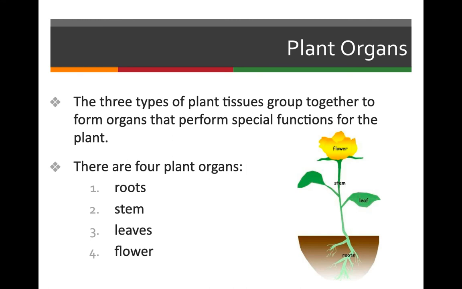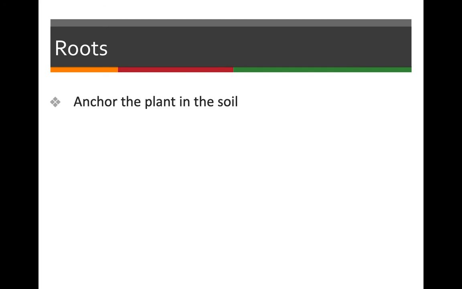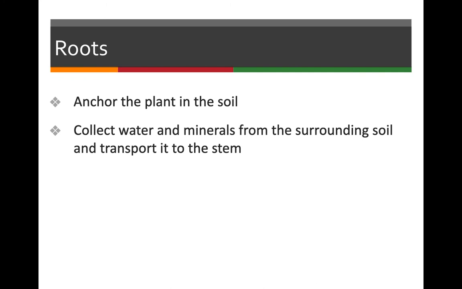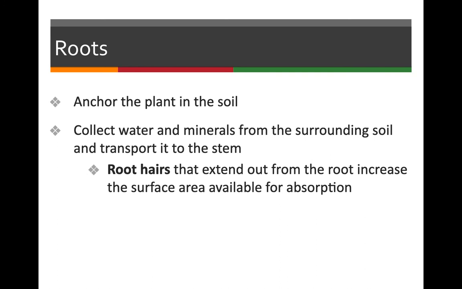So we'll look at each of those individually and talk about what their main role is. So the roots anchor the plant in the soil. It collects water and minerals from the surrounding soil and transports it to the stem. So in order to do this, it needs a big surface area for lots of area for the water and minerals to come into the roots.